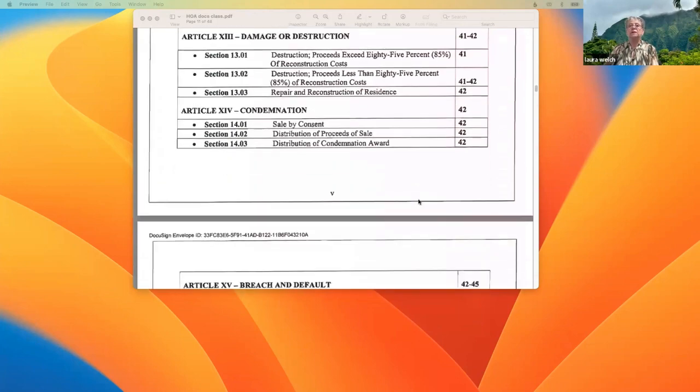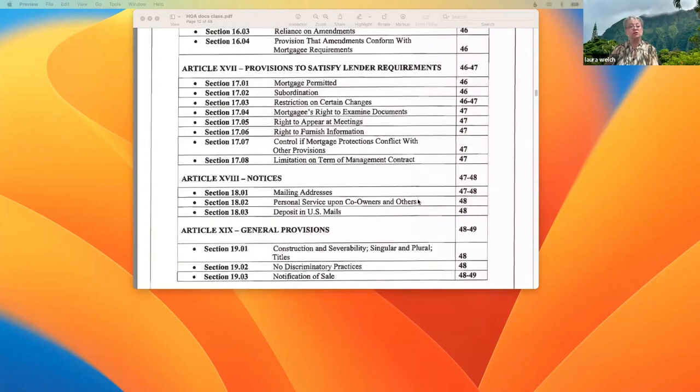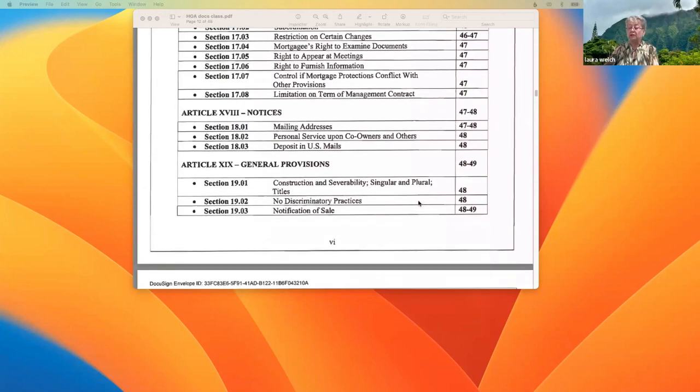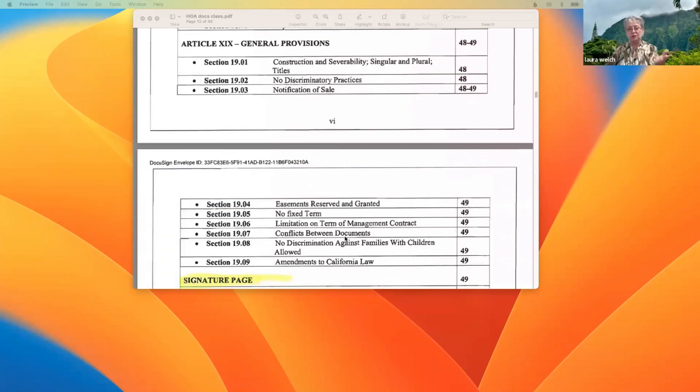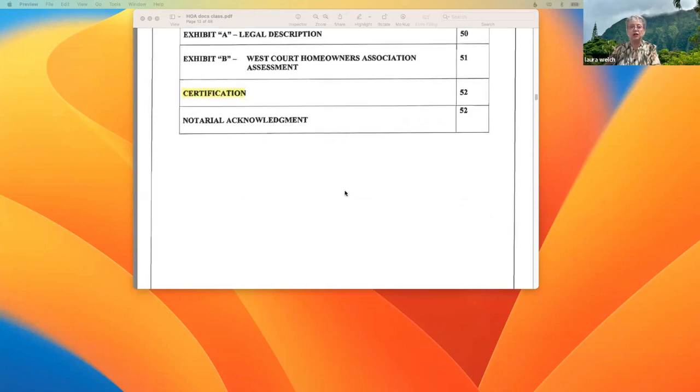A lot of times, I was just reading some yesterday, they had restrictions on the type of plants that are allowed because some plants are invasive, and they discourage fruit trees. These are things that to a lot of people are really important. This is why you have to read them. Okay, here's their signature page, their certification. This would be their certification for FHA.